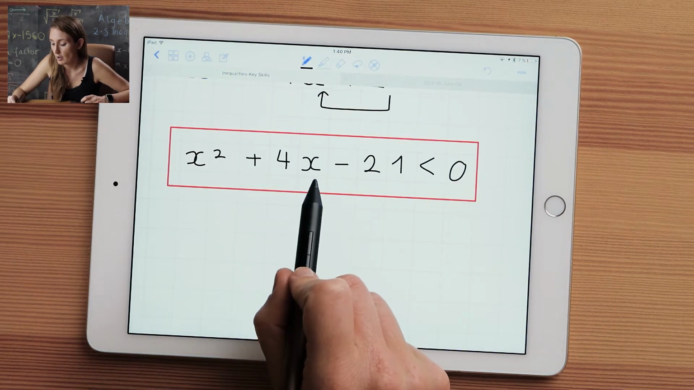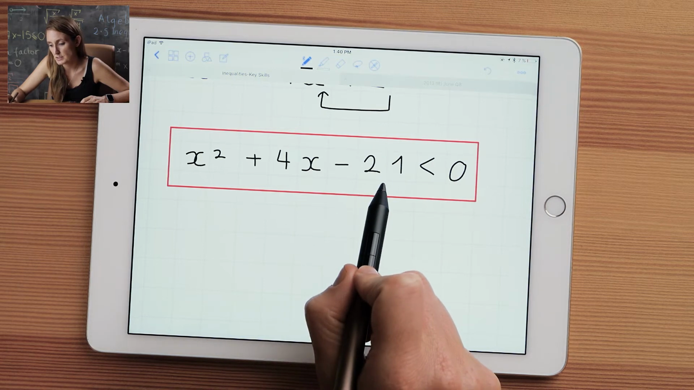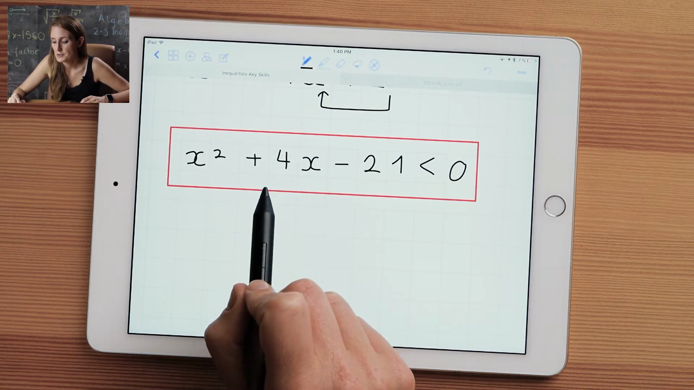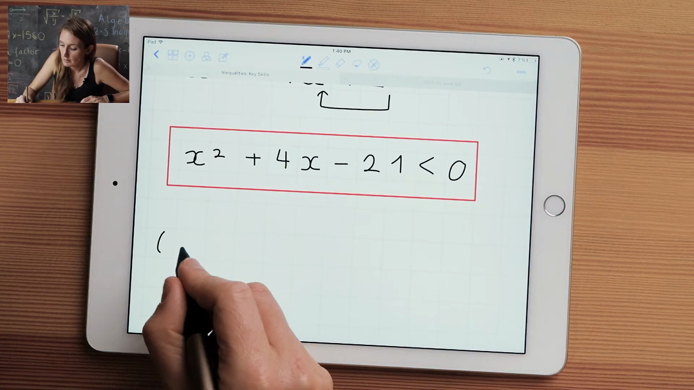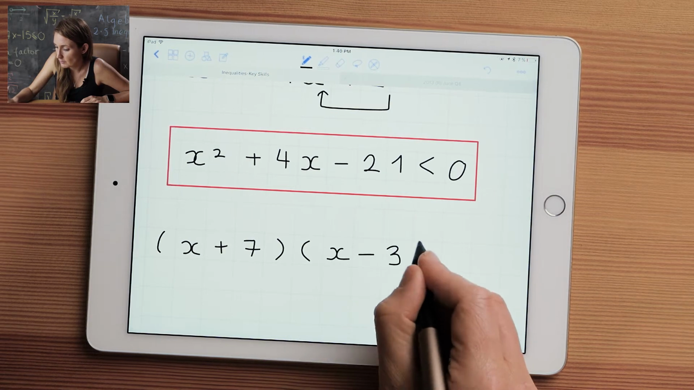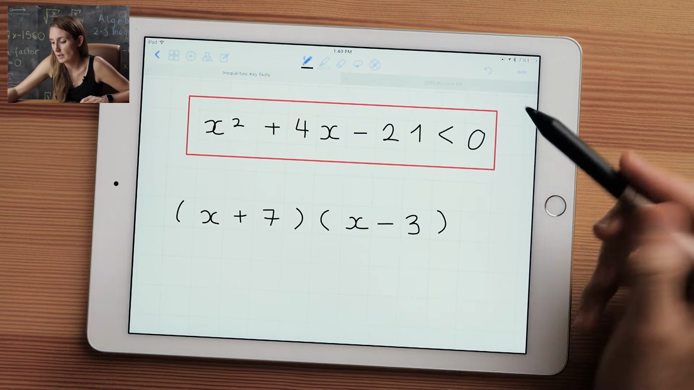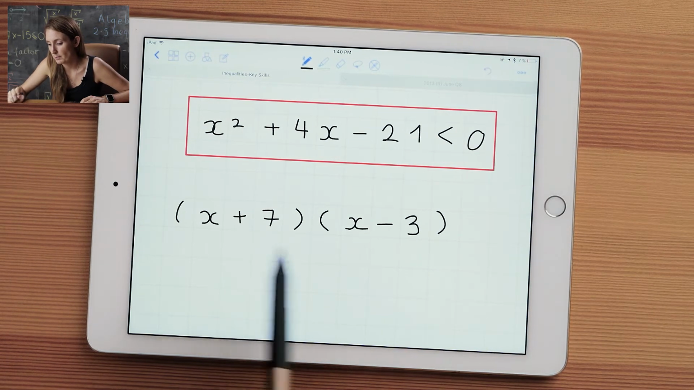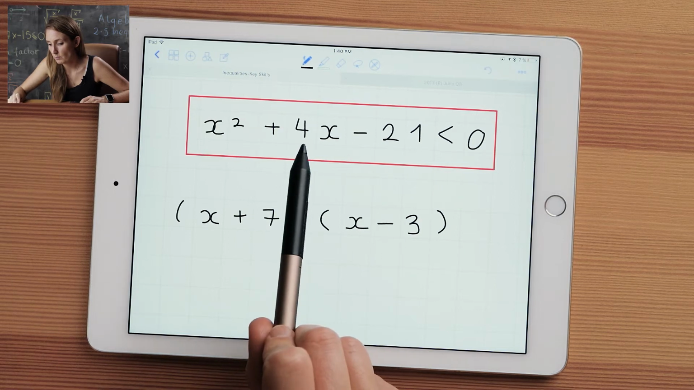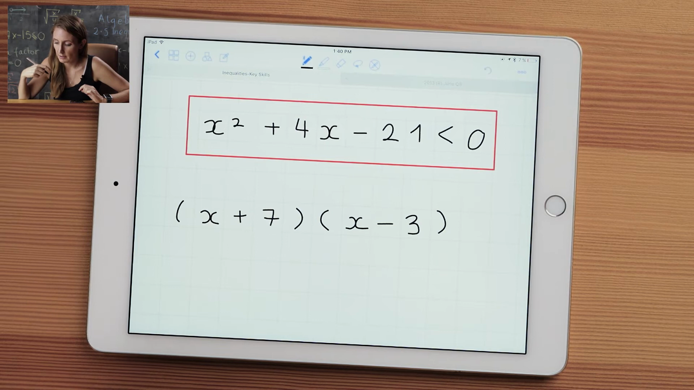So here I'm looking for 2 numbers that multiply together to give me minus 21 and add up to give me 4. So those numbers are going to be 7 and minus 3. The reason is that 7 times minus 3 gives me minus 21, since I've got a plus sign and a minus sign. And 7 take away 3 will give me 4. Again, if you need more information about that, skip back a couple of videos.